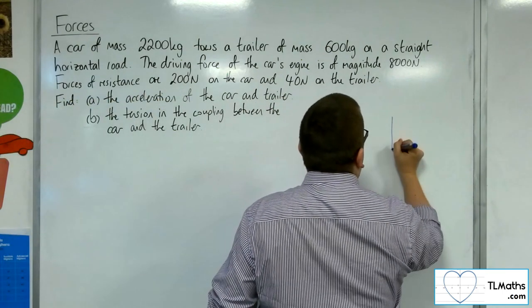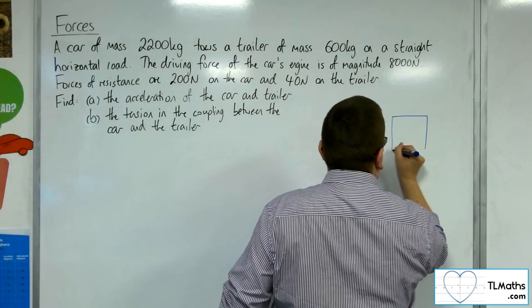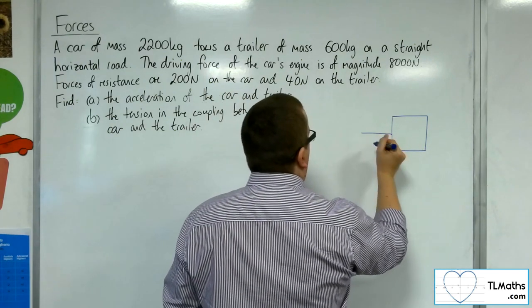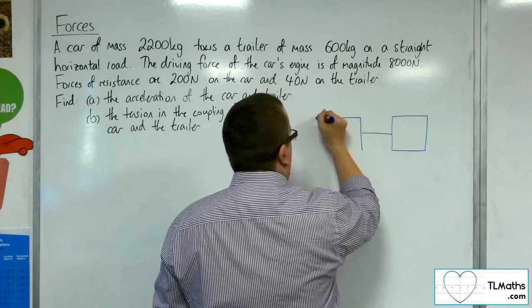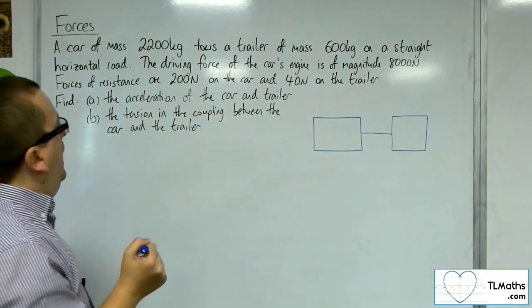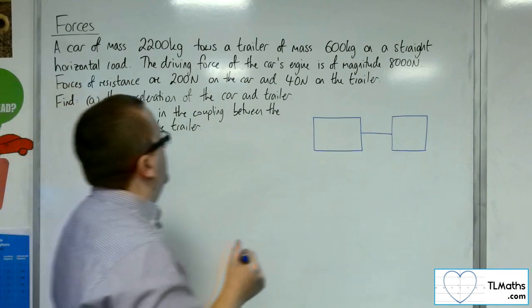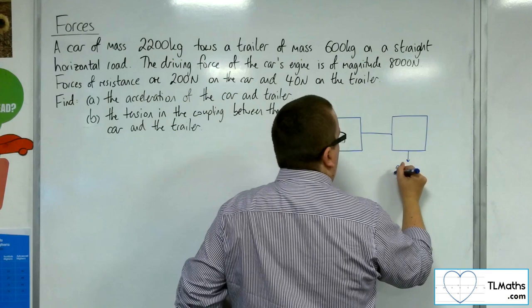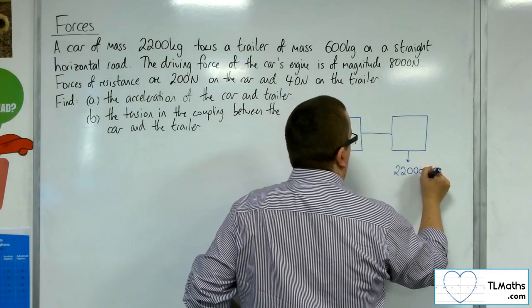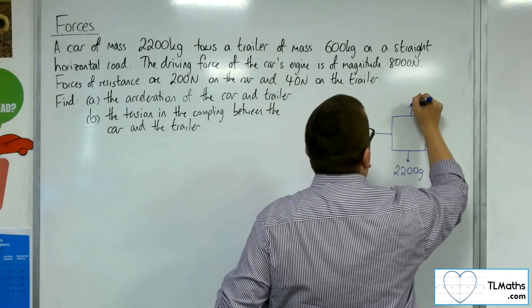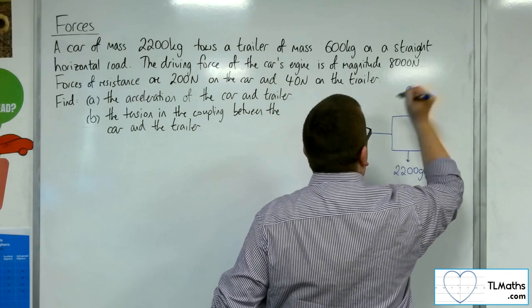So here is the car. Okay, and there is a coupling. And there is a trailer. Okay? So the mass of the car is 2,200 kilos. So we've got weight working downwards, 2,200g, mass times gravity. There will be a normal reaction force for the car, which I'll call RC.